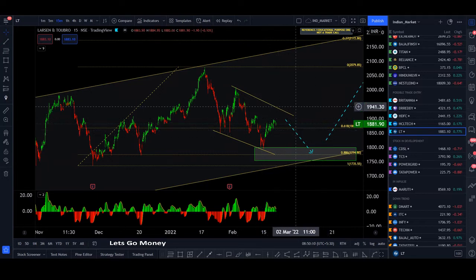So that's what happened. Yeah, it happens. Not every trade will be a success, as we know. That's why money management is very important when you take any trade.